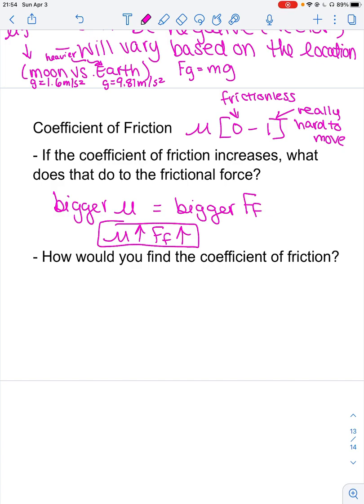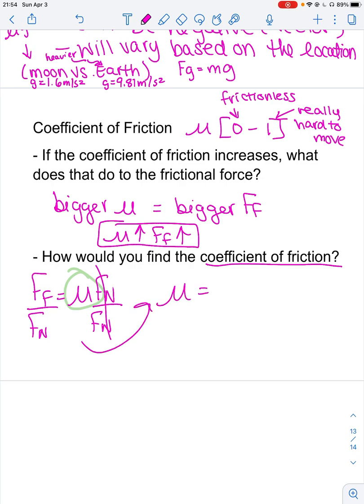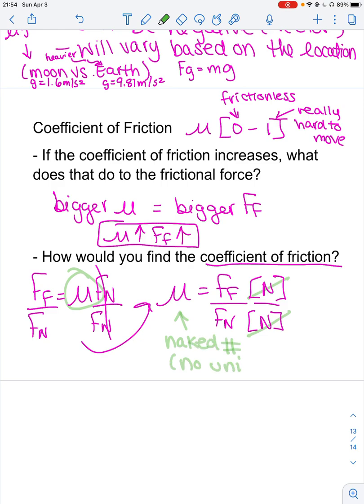Okay, so how would you find the coefficient of friction? All right, so we know that Ff equals mu Fn, but what they want to know is how would we get mu by itself? So all you'd have to do is divide the normal force on both sides, and then you get the following. Mu equals Ff over Fn, and this supports why mu has no units, because if I have the same thing on the numerator as I do the denominator, they just cancel out, and that's how we end up with a naked number here. So that just means no units.